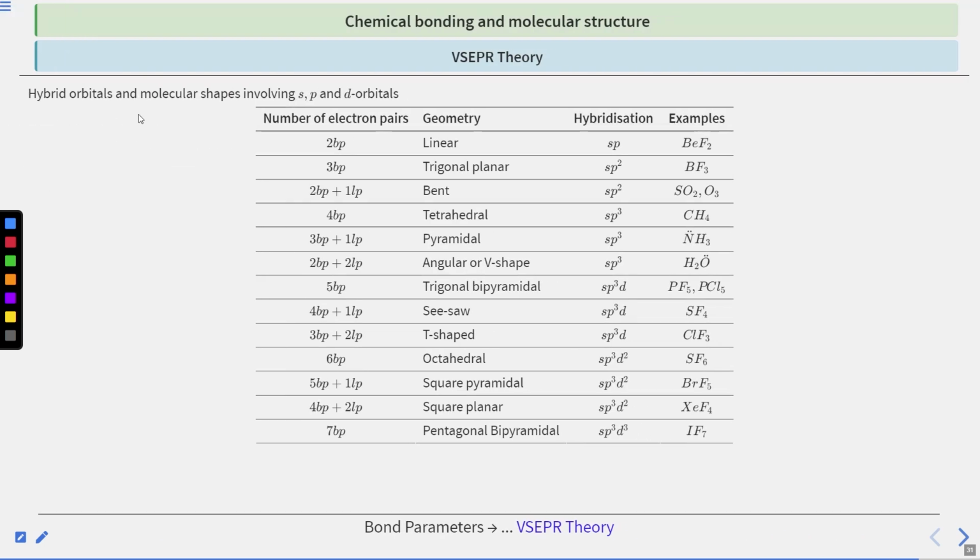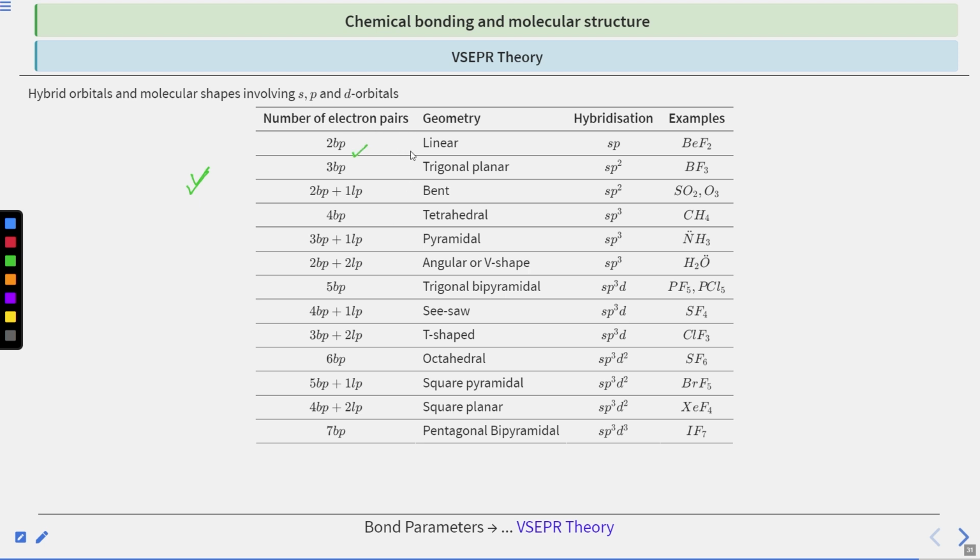So hybrid orbitals and molecular shapes involving s, p, and d orbitals are given in this table. We have 4 columns: the first is number of electron pairs, the second is geometry, the third is hybridization, and the fourth has examples.